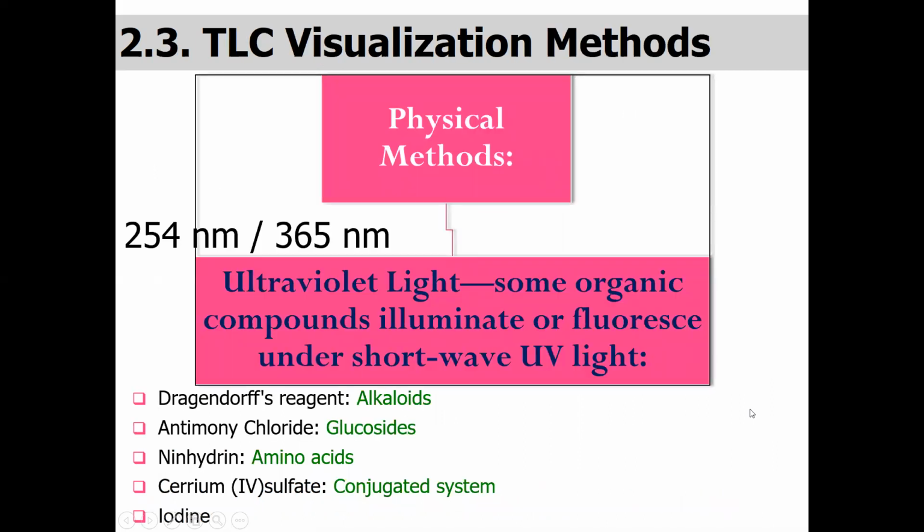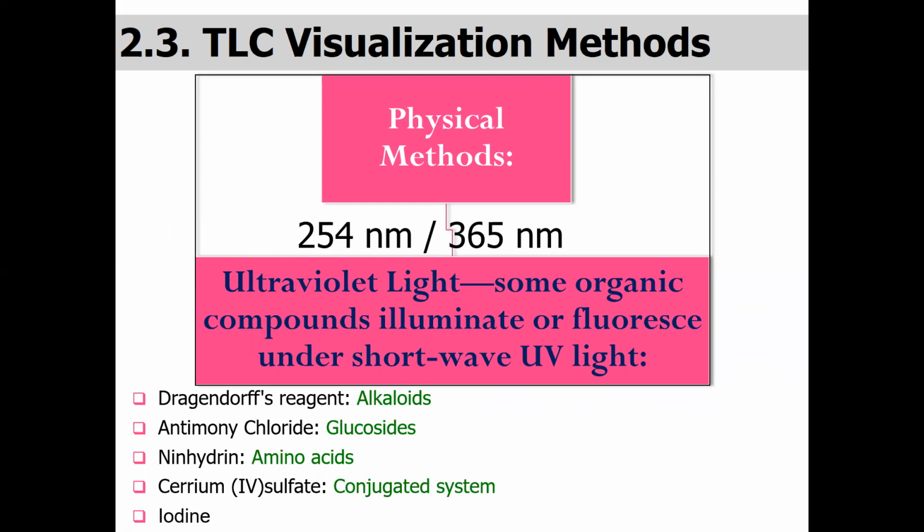Now come to the next point: which types of visualization methods are used to monitor the TLC? Generally, if we cannot see the compound with the naked eye, we use UV light. For UV light, two wavelengths, 254 nanometers and 365 nanometers, are used. And if compounds are not observed in the UV light, we may also use some other locating agent.